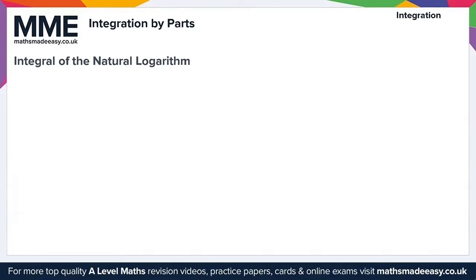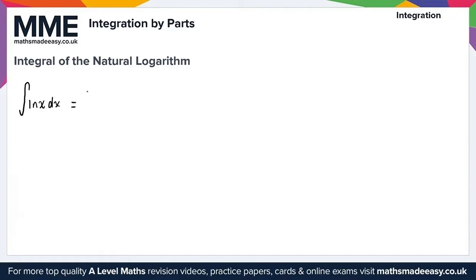Moving on now to take a look at the integral of the natural logarithm. So here, if we wanted to find the integral of the natural logarithm of x, this is quite a tricky result. However, by applying a clever trick, we can go on to use integration by parts to find this integral. What we're going to do is express this natural logarithm of x as a product of 1 times the natural logarithm of x.